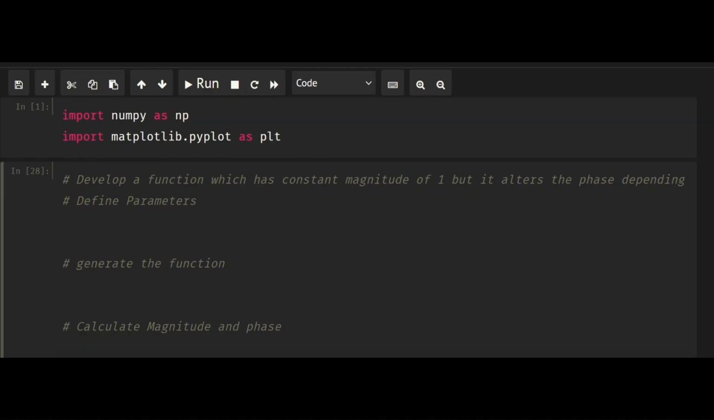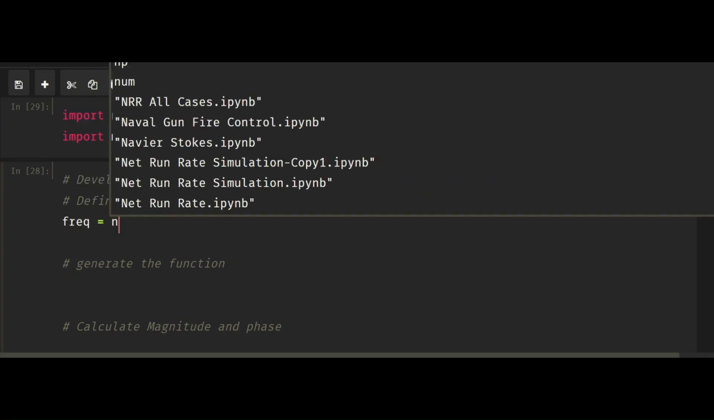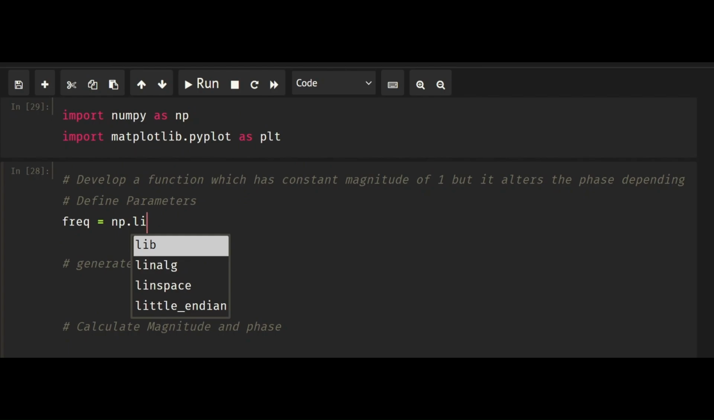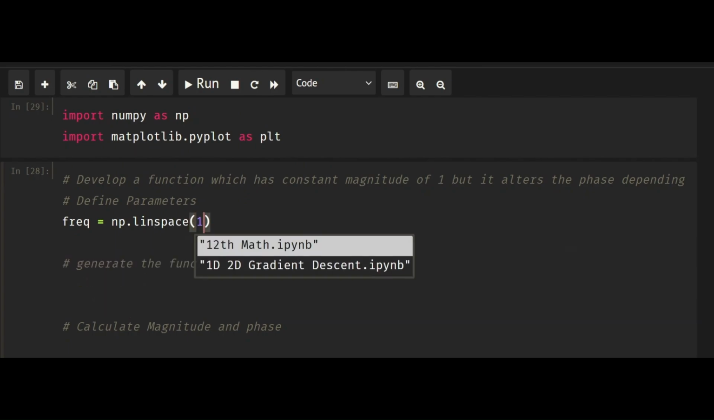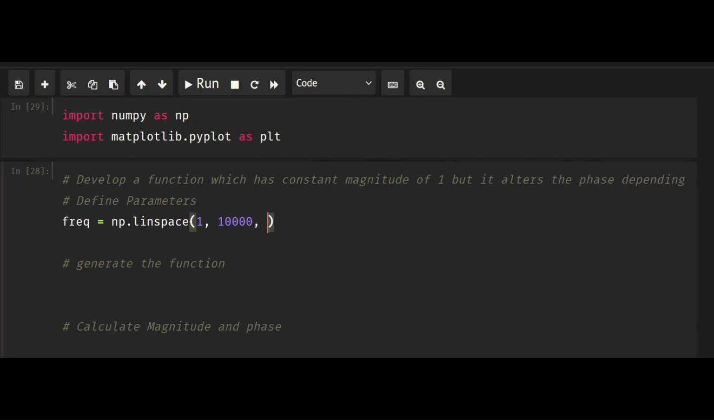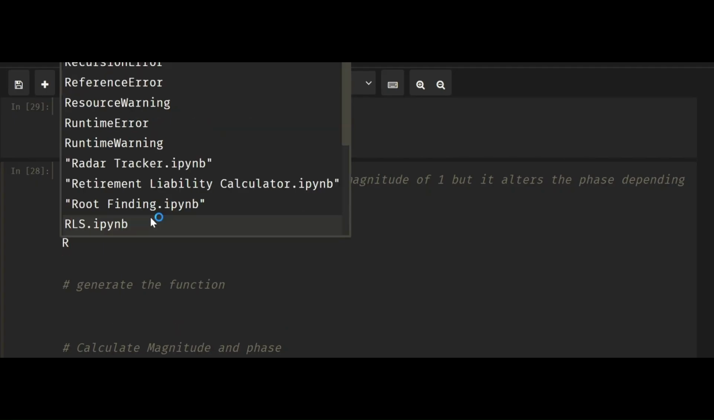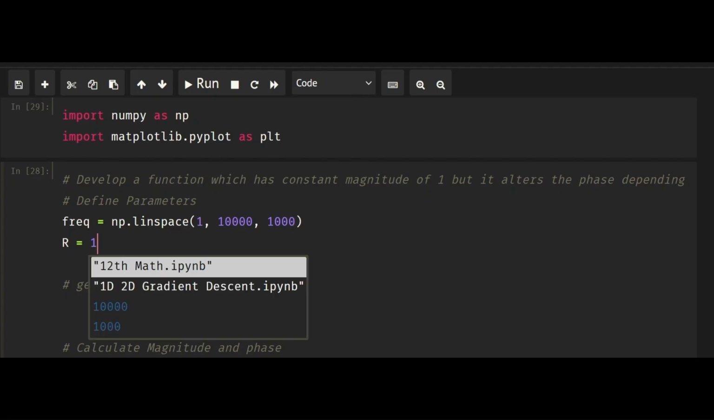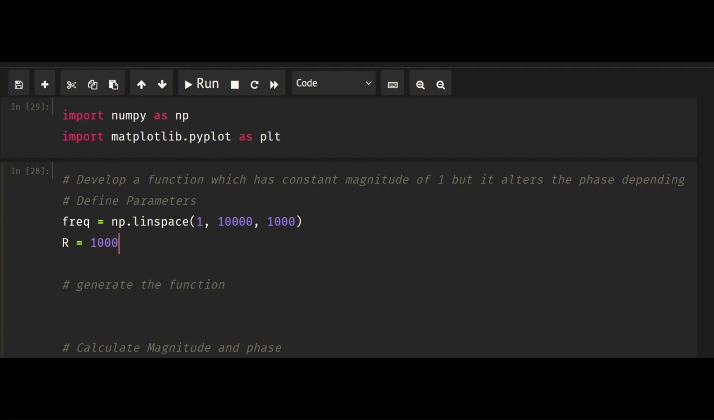So let's get started. I have downloaded NumPy and Matplotlib, and let me define the parameters of this math function. Firstly, since we have to pass all the frequencies through this function, let me create an array of frequencies starting from, let's say, 1 hertz going up to 10 kilohertz. We need 1000 such frequencies, and let's say we have a variable R standing for resistor, a 1 kilo ohm resistor, and we have a capacitor which is, let's say, 1 microfarad.